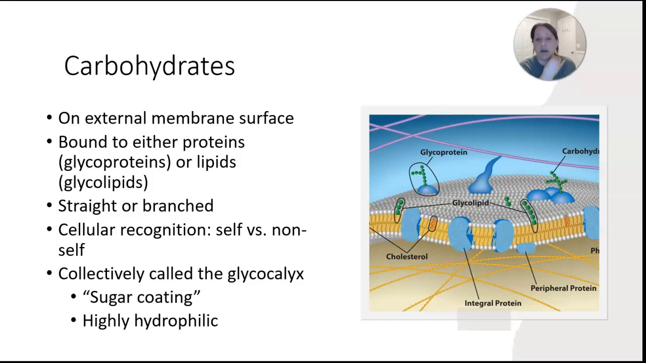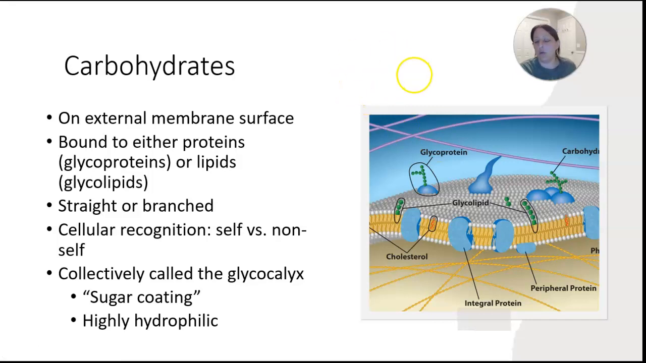If the carbohydrate is attached to a lipid, like it is right here, these little green structures are individual glucose molecules forming a carbohydrate. If it's attached to a lipid molecule, it's called a glycolipid. Glyco means carbohydrate. If it's attached to a protein, like here, it's called a glycoprotein. So we've got glycolipids and we've got glycoproteins.